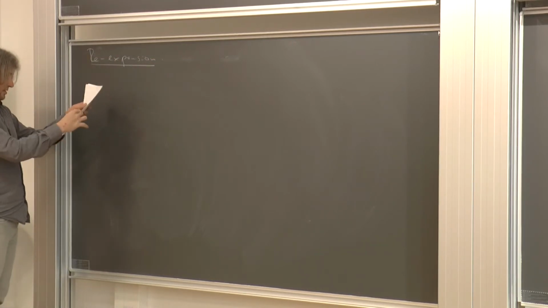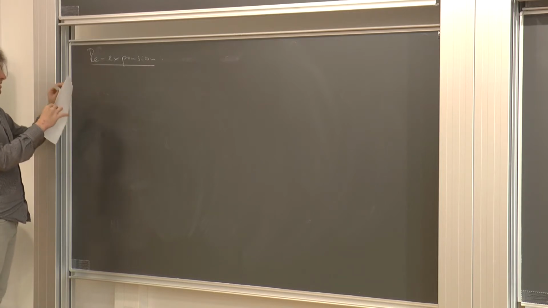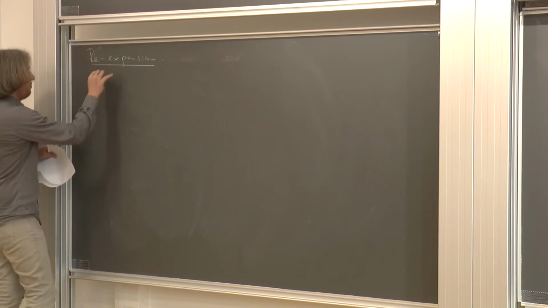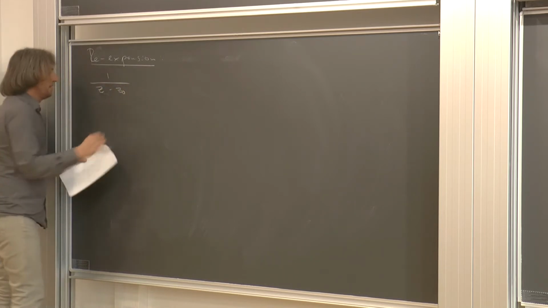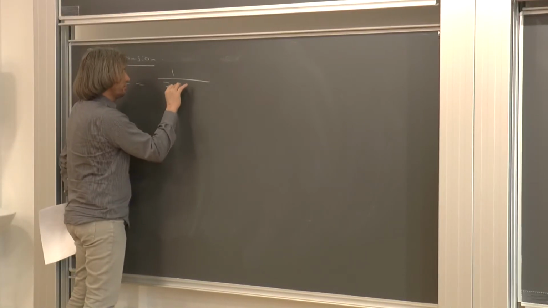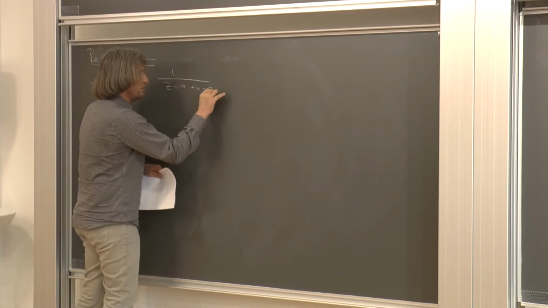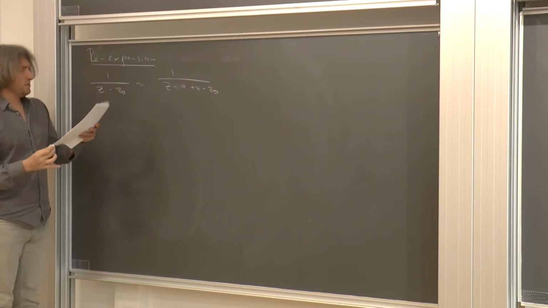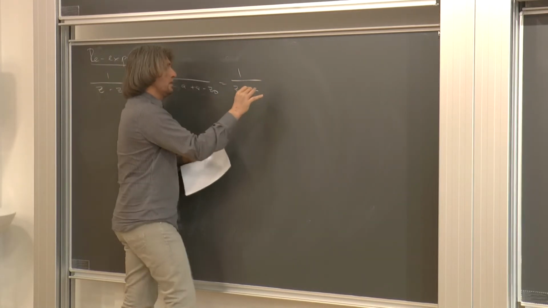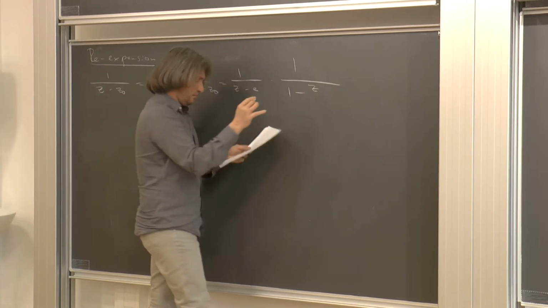So let's write 1 over z minus z naught as this minus plus a minus z naught. So this is 1 over z minus a times 1 minus z naught minus a over z minus a.